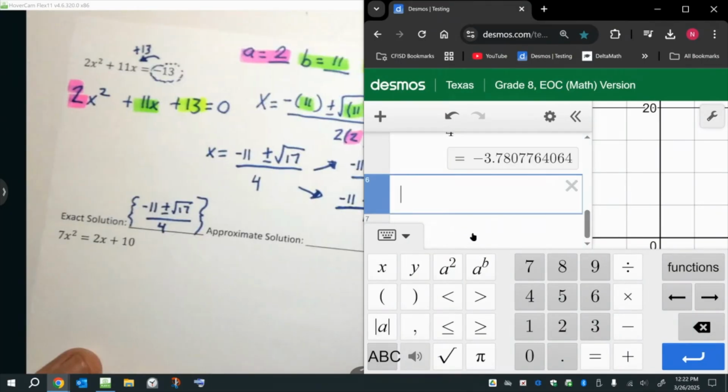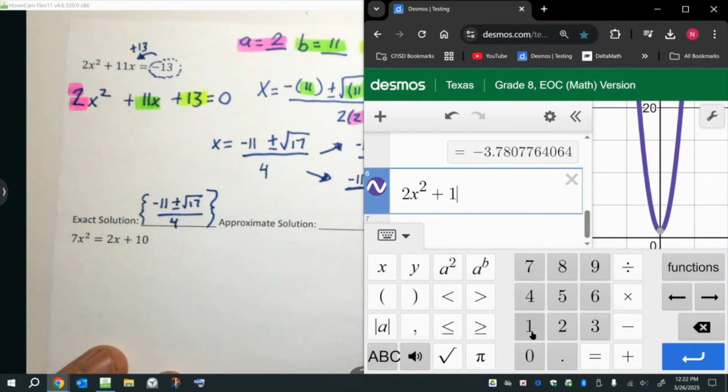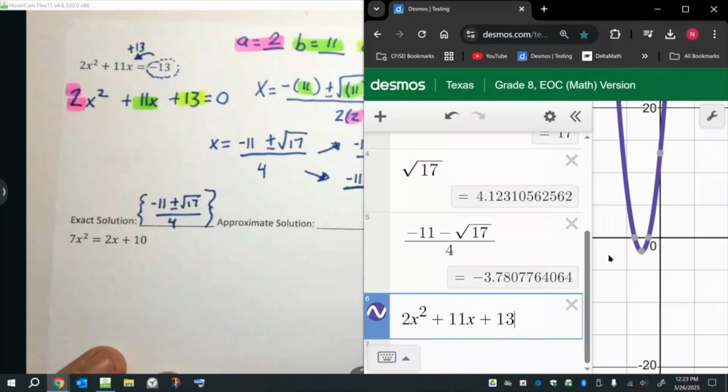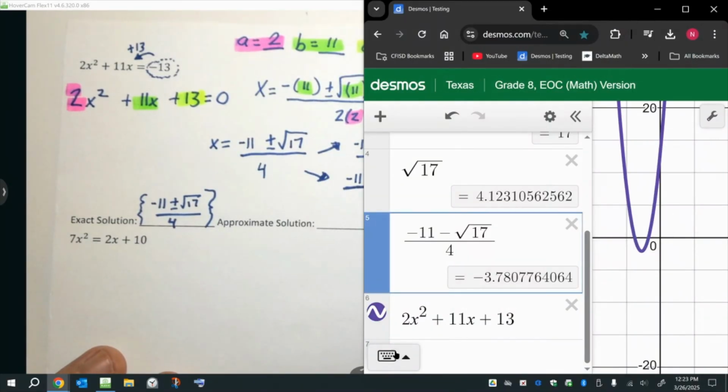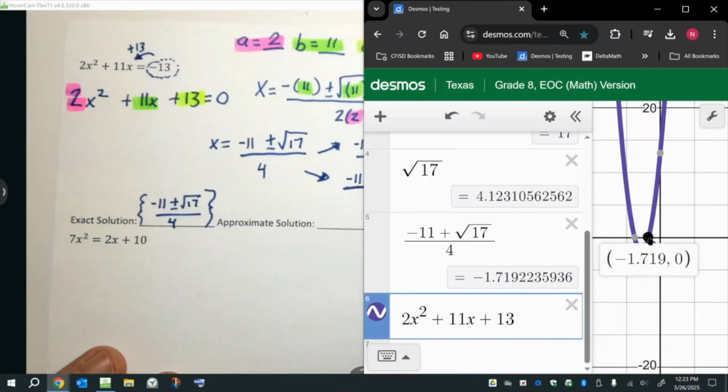How do I know if it's right? Well, let's type our equation in and see where it crosses, and then see if we can turn this into the same decimals. All right, so we have this. There's the -3.8 whatever, and there's the -1.79. So in other words, if I change this back to a plus, you'll see this answer. All right, so there's your 2 answers.